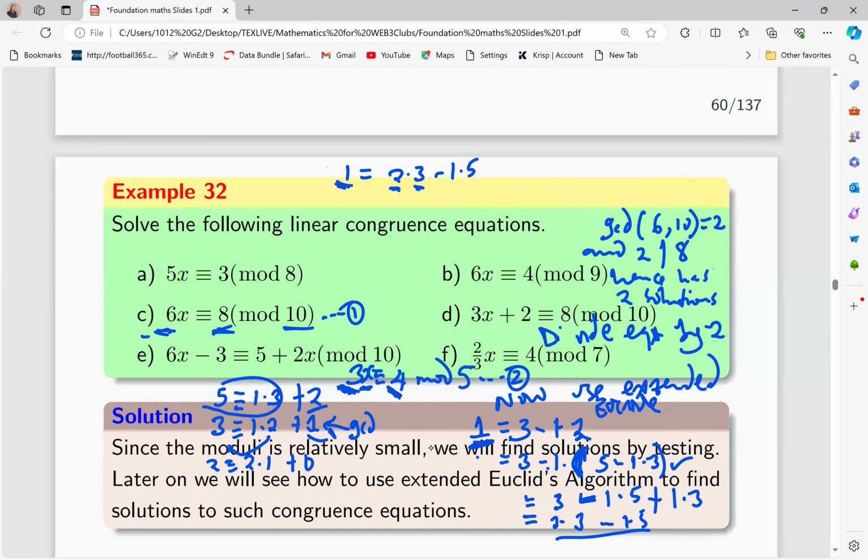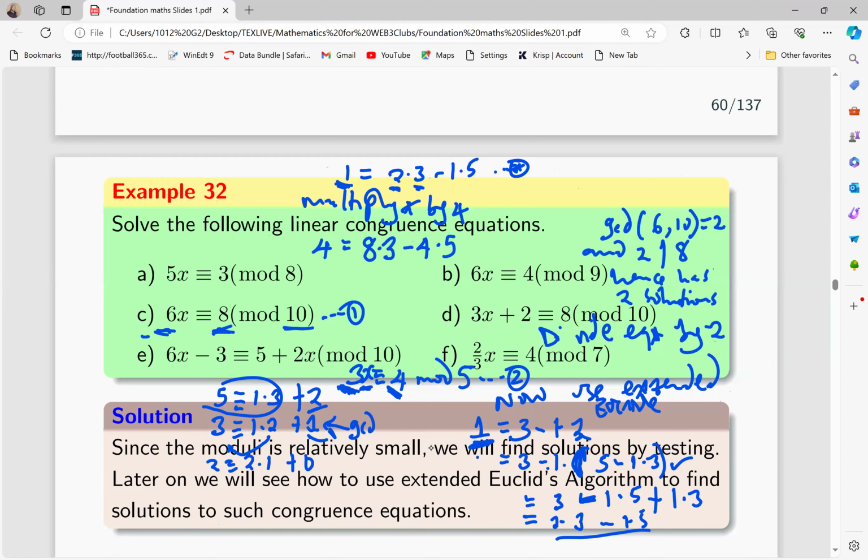We have an x which, when multiplied by 3, gives us 1. But we want the one that gives us 4. So it means you have to multiply, and I want to call this equation star, you have to multiply equation star by 4. So when you multiply by 4, you have 4 is equal to 8 times 3 minus 4 times 5.